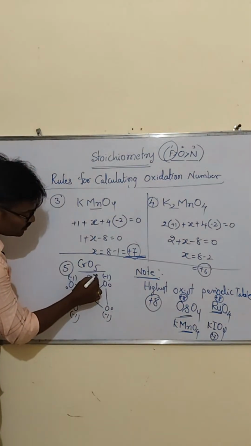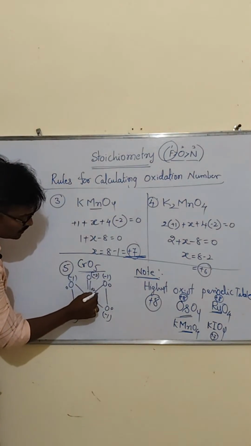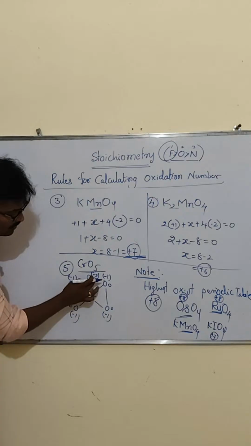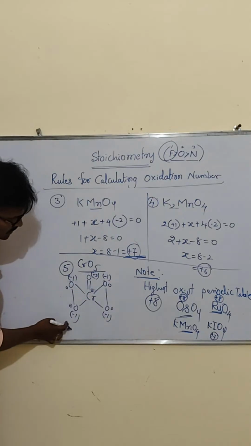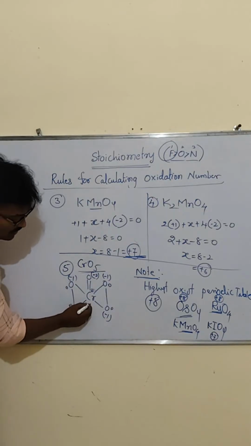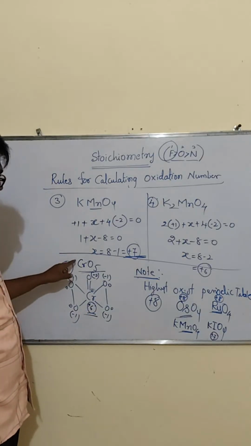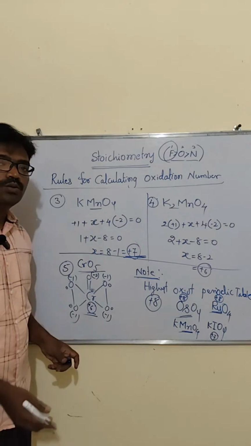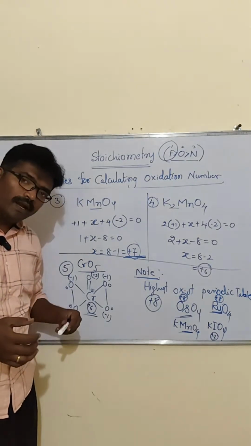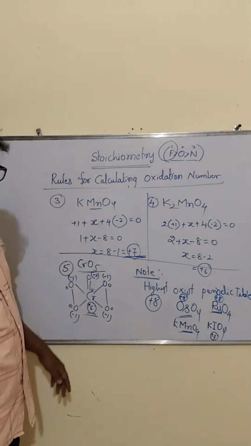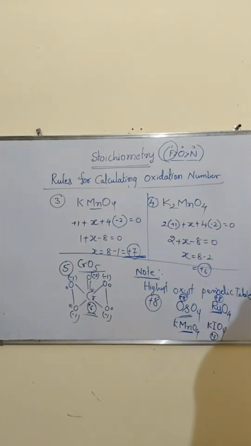Then -2, then +2. So total charge -2, -1, -1, -1, -1, then +6 you can get on this. So highest oxidation state of chromium is +6 only. Clear? Understand all of you, right? So note down all these that we'll discuss next. Previous year questions we'll discuss.